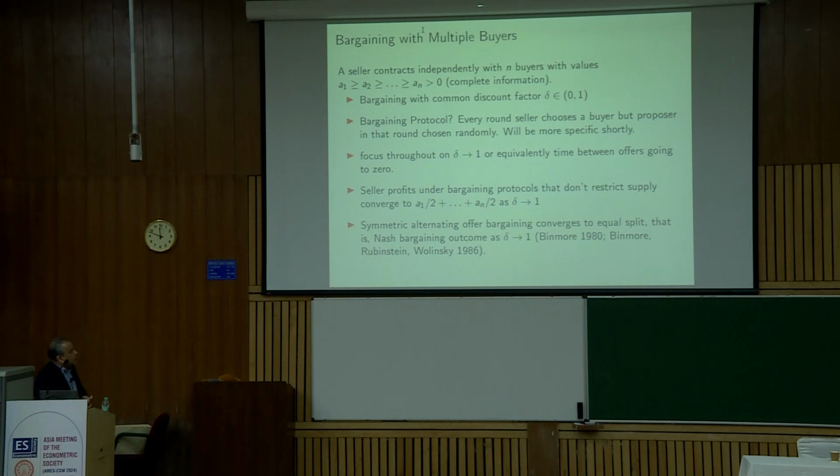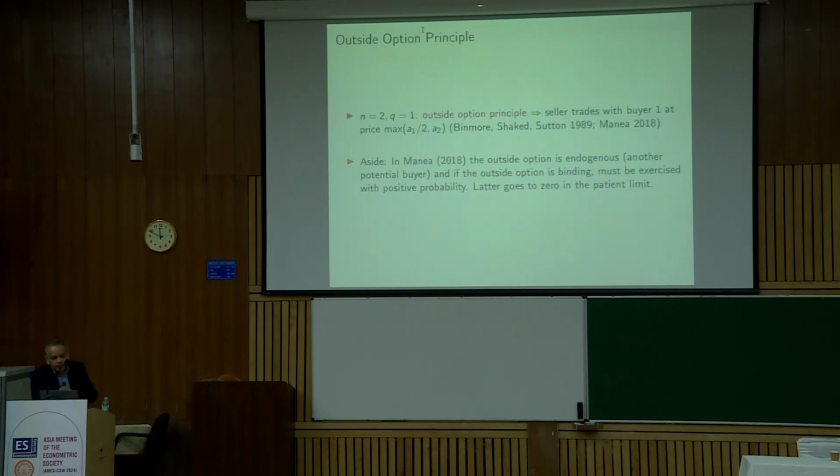So if there's no restriction in supply, then it's understood that in a setting which is symmetric in the probability of making a proposal, the payoffs of the seller converge to essentially half the valuation of each of the buyers. So symmetric alternating offer bargaining converges to an equal split, and that's been well understood for a long time. It converges to the symmetric Nash bargaining solution.